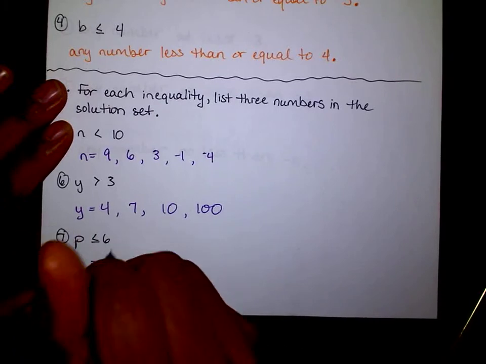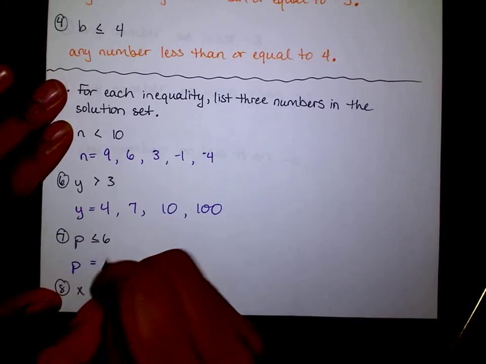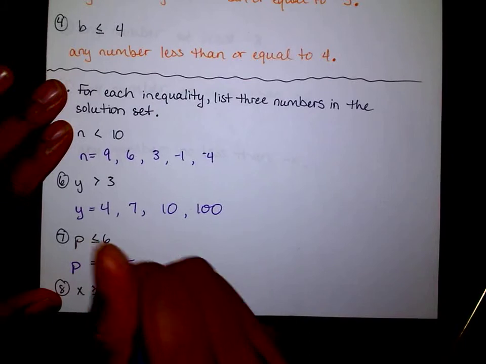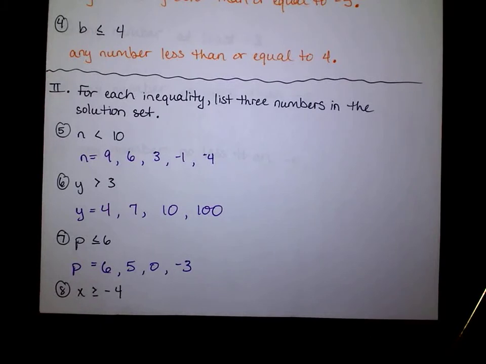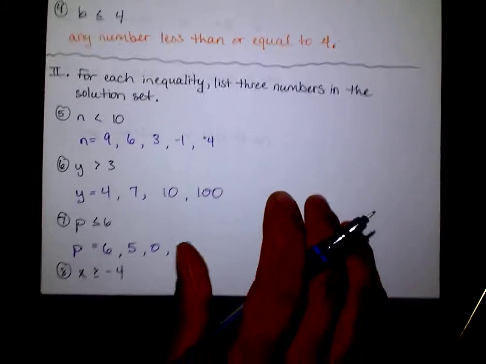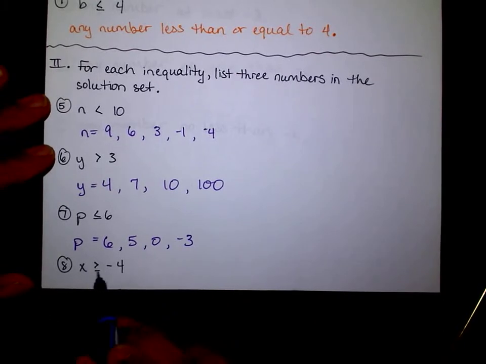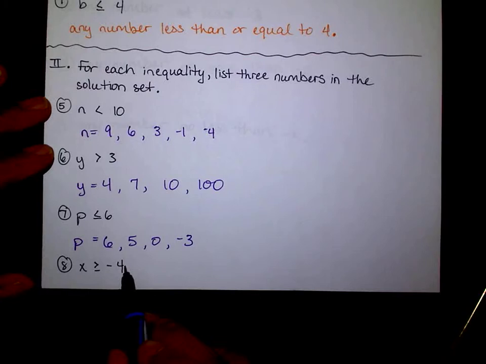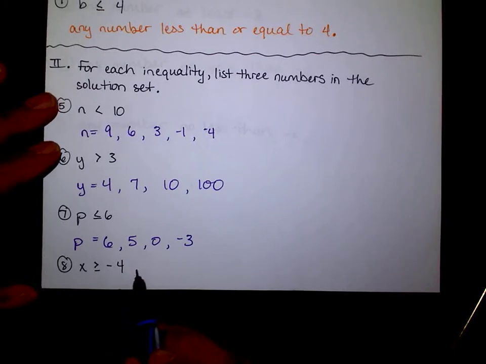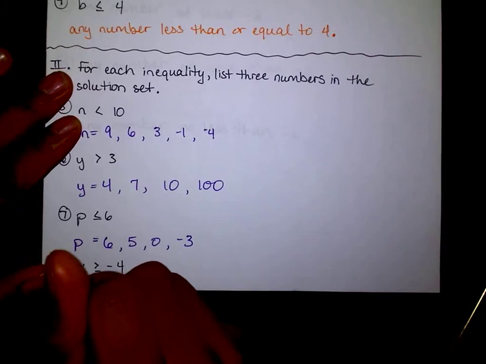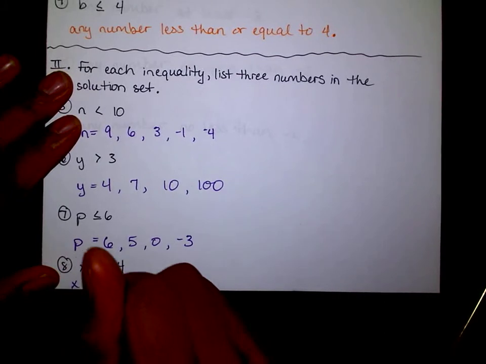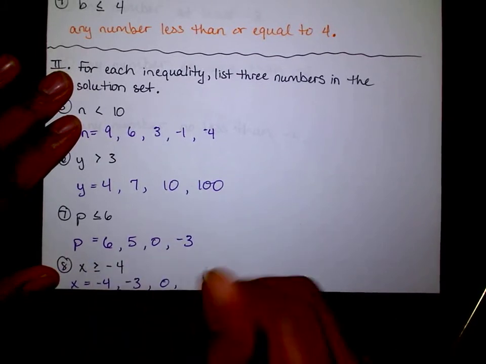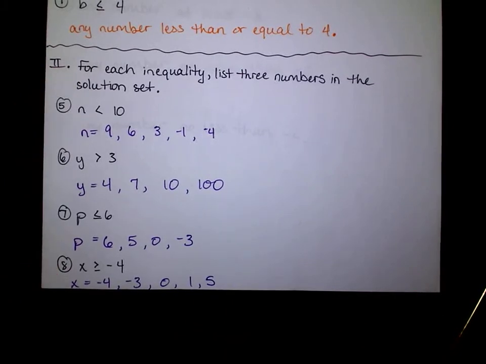P could equal, well, the first number, it says or equal to, so I always want to put the number itself, 6. The next number that's less than 6 is 5. Drop down to 0, -3. All of those numbers. Now, let's take a look at this last one here. X is greater than or equal to -4. So that means any number greater than or equal to -4 will make this true. -4 is definitely going to work because it says or equal to. Greater than -4, -3 is the first number. 0, 1, 5, and so forth.